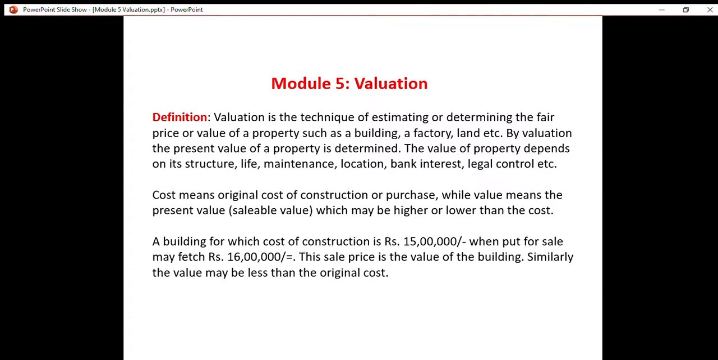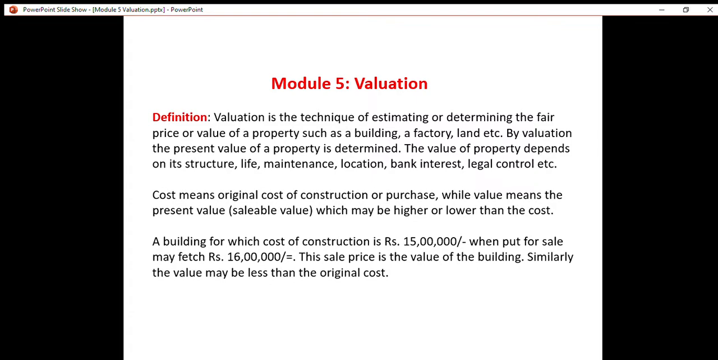Valuation of property depends on its structure, maintenance, location, life, etc. If it is an RCC frame structure, its valuation is more. If it is a load-bearing wall kind of structure, its valuation is less. Similarly, if the building is maintained properly, its electrical and plumbing systems are working properly and it is painted periodically, then its valuation is more. If not maintained properly, its valuation is less. The aesthetics also matters in the valuation. If the aesthetics is good, its valuation will be more.